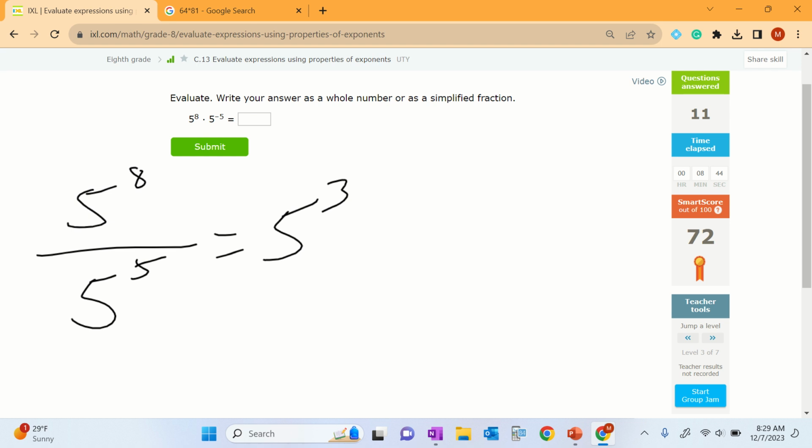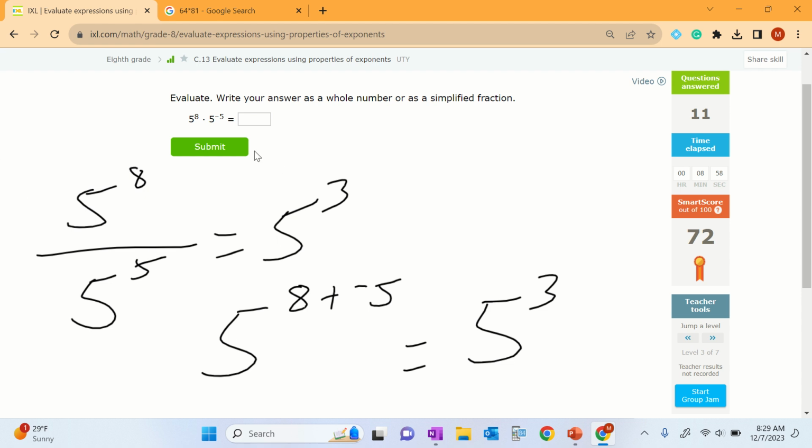The other way to think about it is this: 5 to the power of 8 plus negative 5. What's 8 plus negative 5? It's still 3, right? So whichever way you want to do it, it doesn't matter which way you do it. It's about the same amount of work. 5 to the power of 3, 5 times 5 is 25, times 5 is 125.